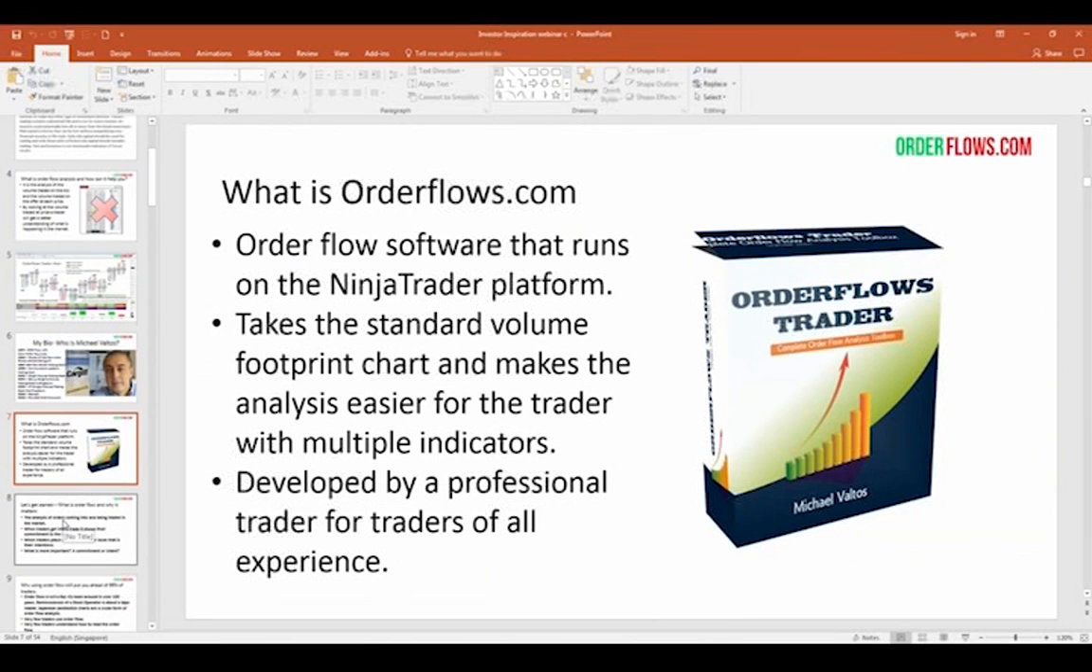So what is orderflows.com? Well, it's order flow trading software that runs on the NinjaTrader trading platform. You can download the NinjaTrader trading platform for free. They have a free version from their website, ninjatrader.com. And it takes the standard volume footprint chart and makes the analysis easier for the trader with multiple indicators that show you, I'll say when to buy and sell, but where there's areas of price rejection, where there's areas of price support, where there's indications of trap traders.